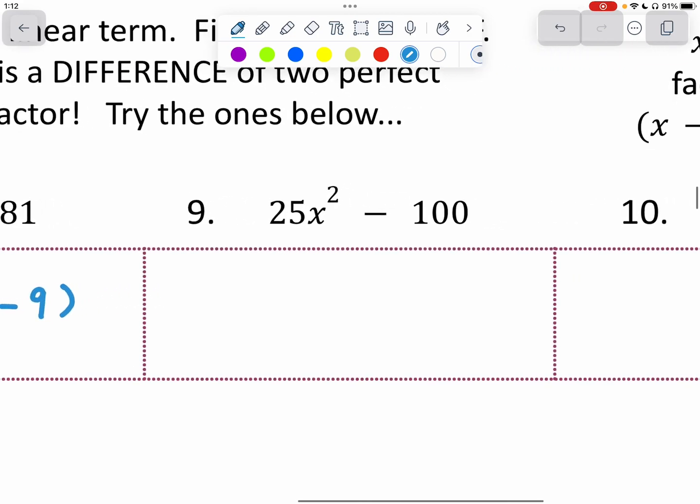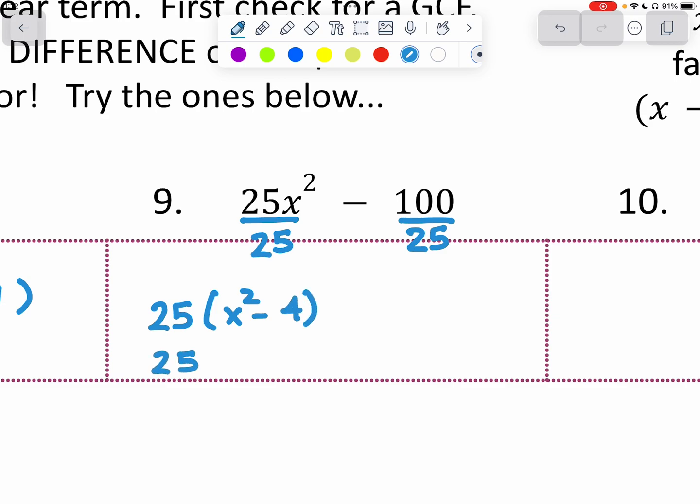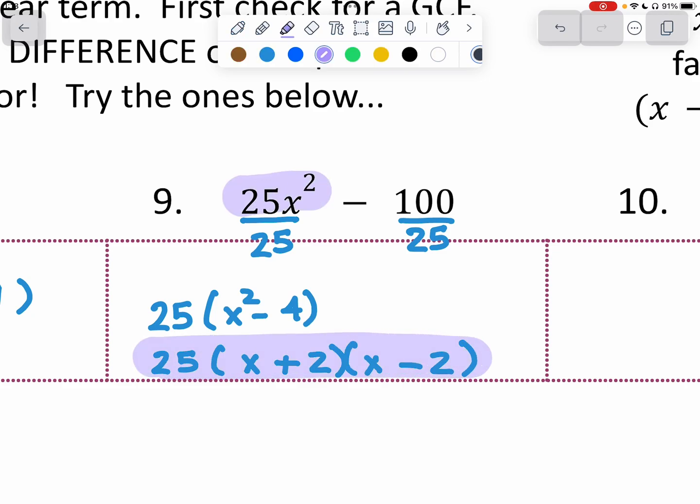Moving on to number 9. Again, remember to check for a greatest common factor first. In this case, I can factor out a 25. So that's going to give me 25 times x squared minus 4. And then x squared minus 4 is the difference of 2 squares. That factors to be the product of the sum and the difference of the square roots of each term. So it's 25 times x plus 2, x minus 2. That means if I were to multiply all of this out, I would get 25x squared minus 100.